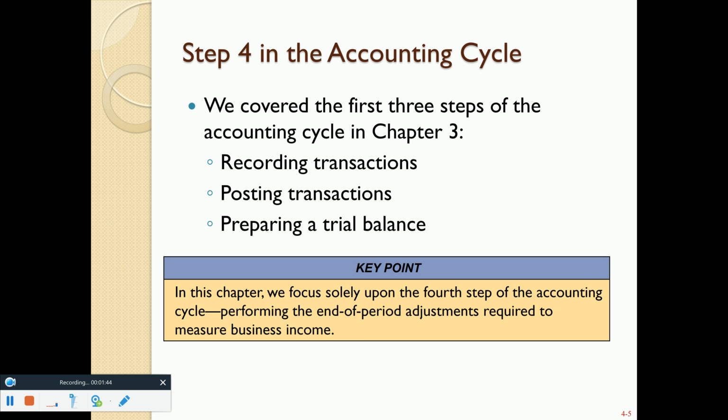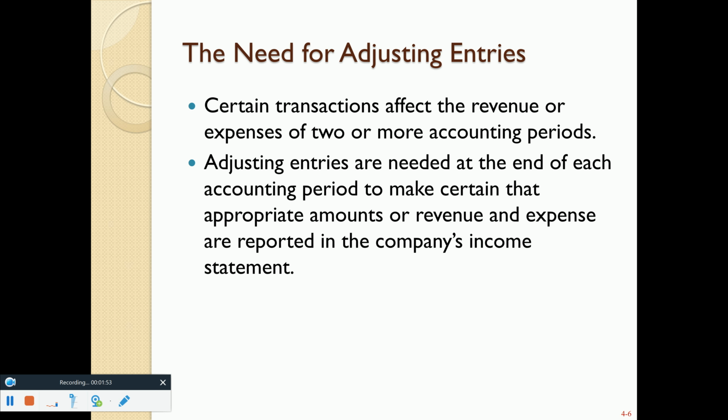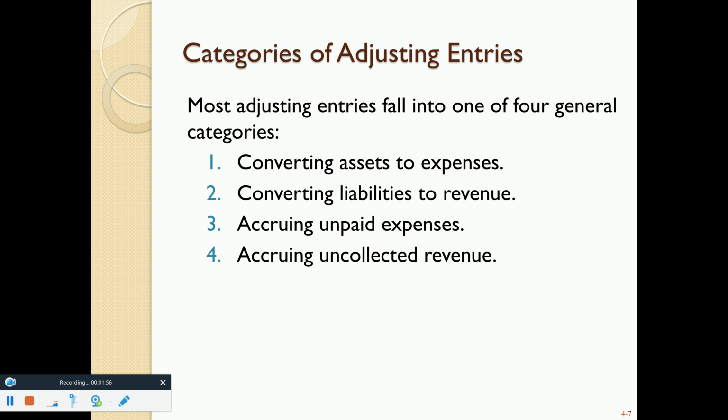So in Chapter 3, once again, we recorded the transactions in the journal, and then we posted those transactions in the ledger, and then we prepared the trial balance. And so what we're going to do here is we're going to go through the adjustment process. There are typically 4 types of adjustments, and we're going to go through all 4 of these. Number 1, where we need to convert an asset to an expense. Number 2, where we need to convert a liability to a revenue. And number 3, we need to accrue for unpaid expenses. And number 4, we need to accrue for uncollected revenue. So these are the 4 adjustments.